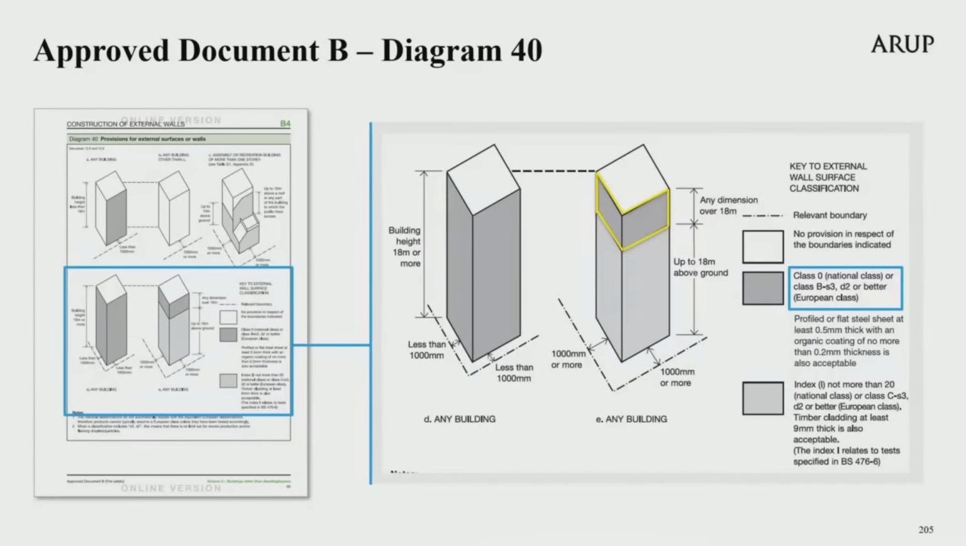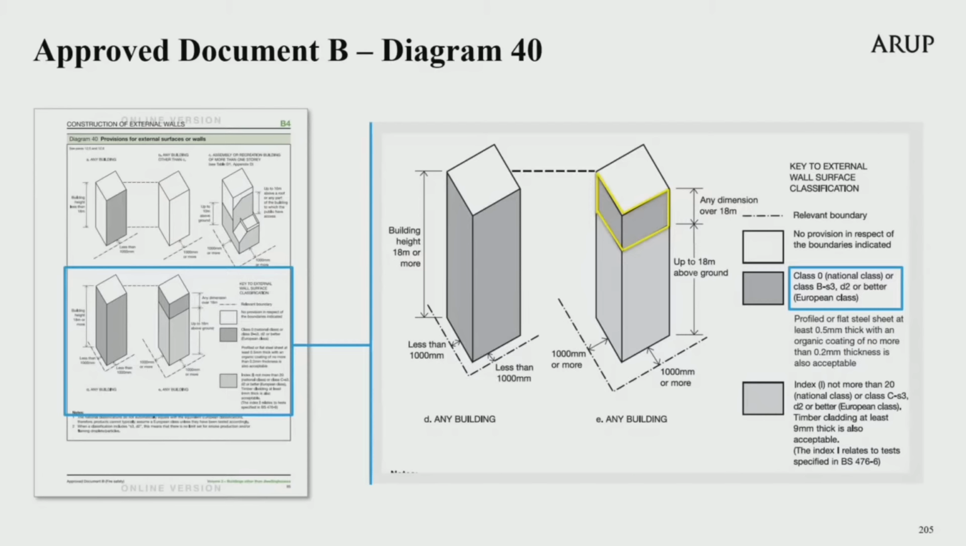Taking Grenfell Tower as the building example, the external surface classification was class B, S3D2 or better for the building, because it had a dimension over 18 metres and it was 1,000 millimetres or more from the relevant boundary to adjacent buildings. And this applied to the part of the building over 18 metres. So looking at the yellow box highlighted on the building there on the screen and the reference to class B in the blue box marked on the screen.